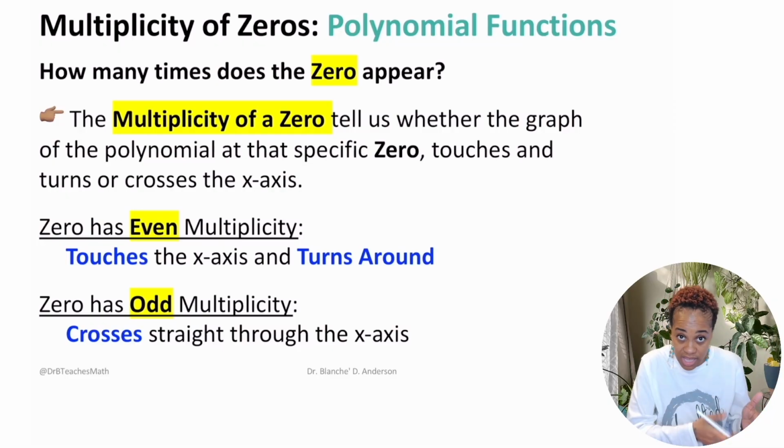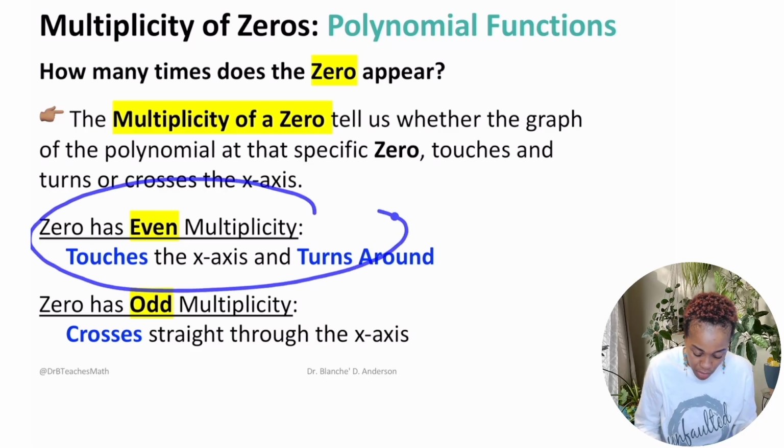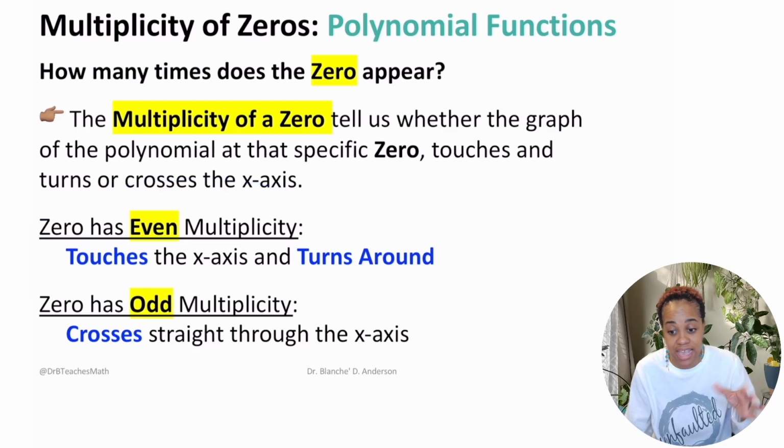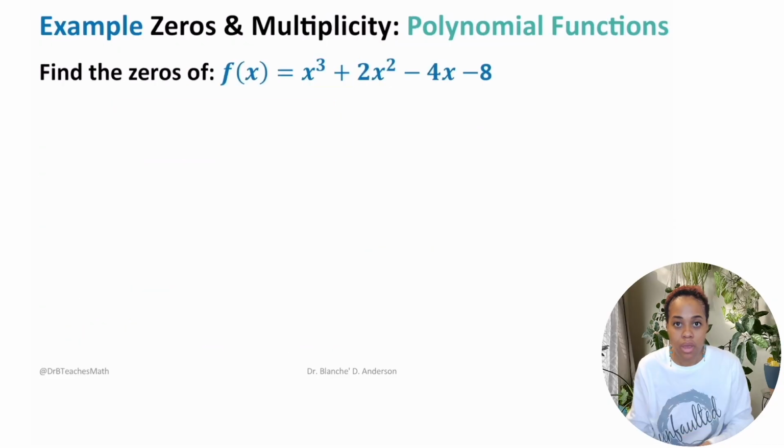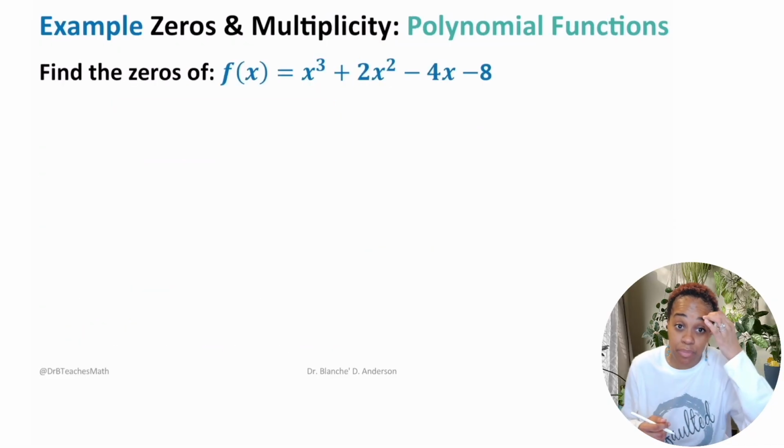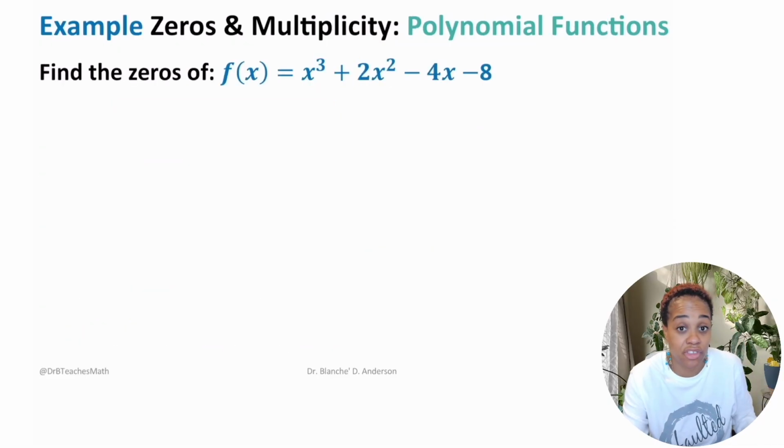It crosses the x-axis. If it has even multiplicity, it touches the x-axis at that x-intercept, and then it turns around, whether it turns around and goes up or it turns around and goes down. Okay, cool beans. So let's do a couple of examples so that you can see how to find the zeros and then what we mean by multiplicity. I promise you it's very simple.